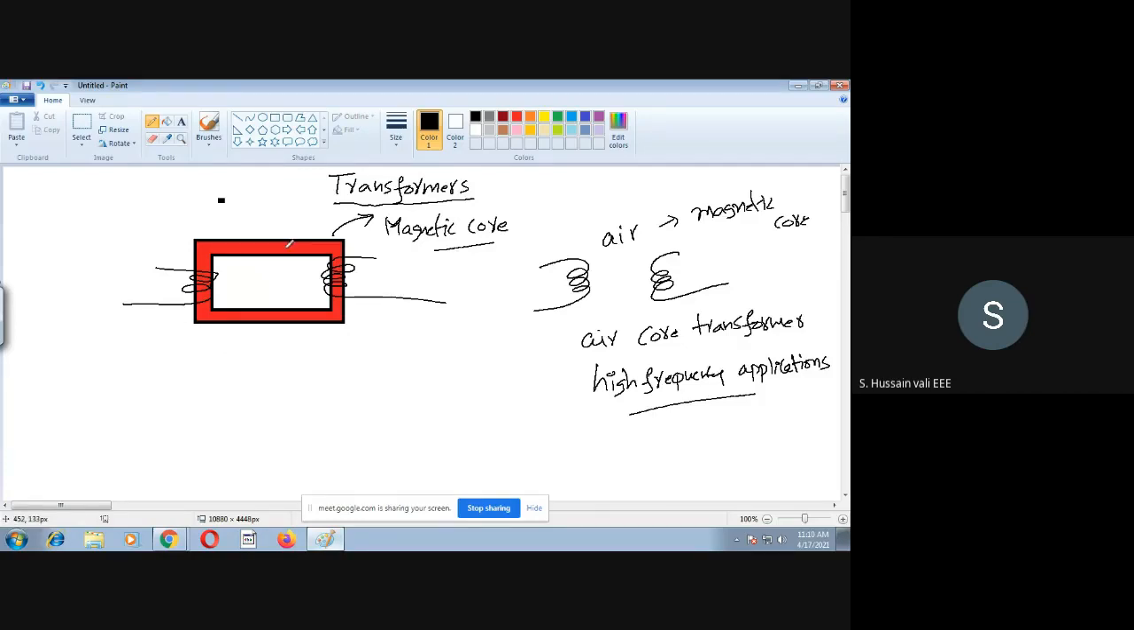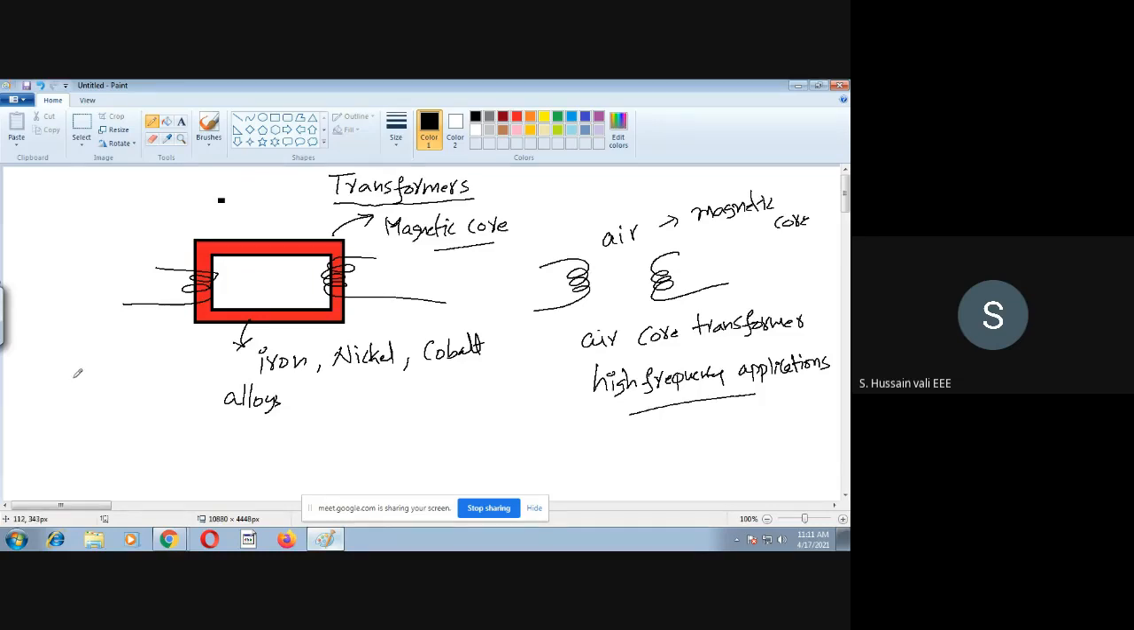What is the difference between this magnetic core and air? Generally for the magnetic core, there are several materials you will use: iron, nickel, cobalt, or some other kinds of alloys also we will use as the magnetic core. Recently, what they are using depends upon the application.